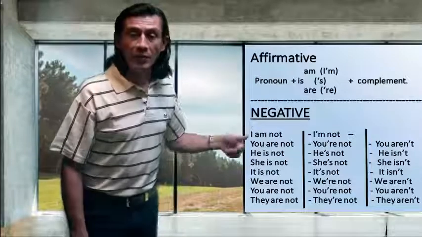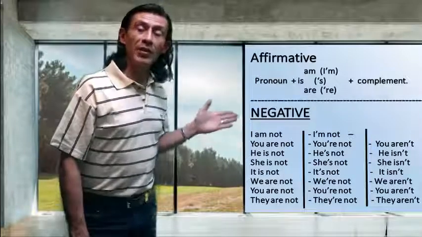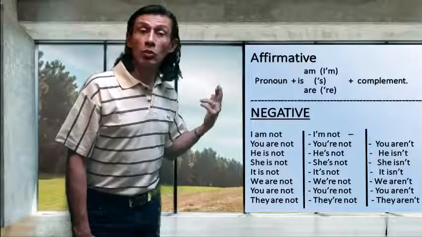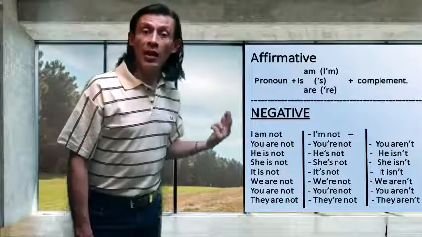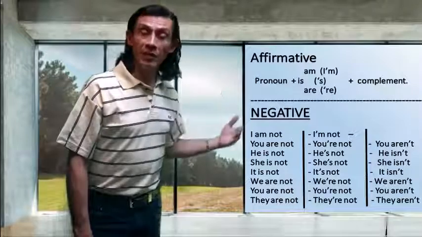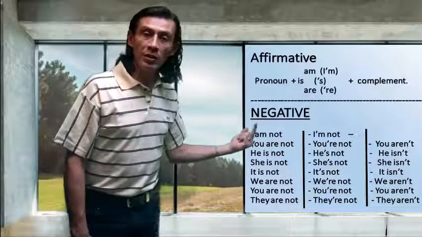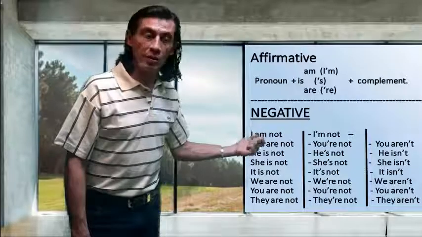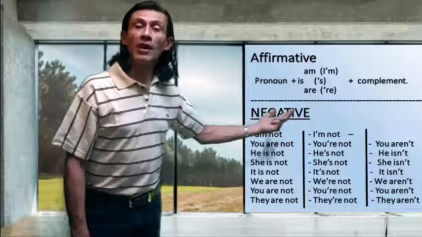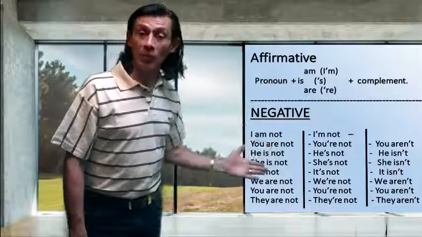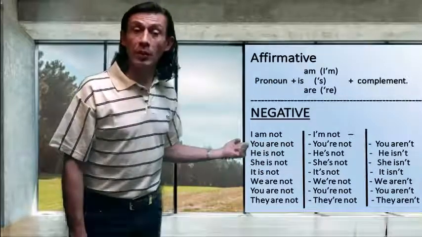And finally, we finish with this, they. Affirmative, they are, using the contraction, they're. Negative, they are not. Contraction number 1, they're not. Contraction number 2, they aren't. And this is the chart for the negative way in order to combine the verb to be.